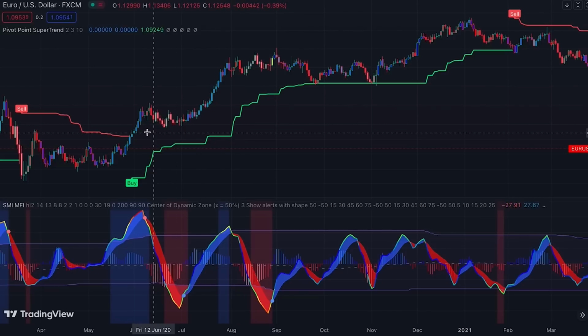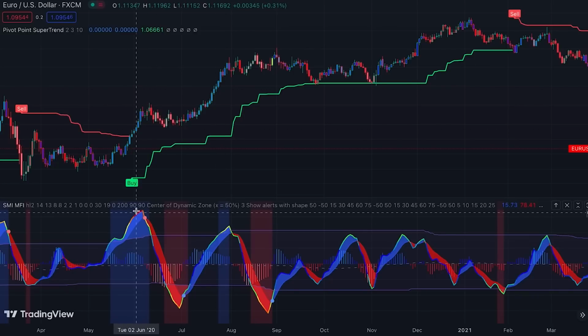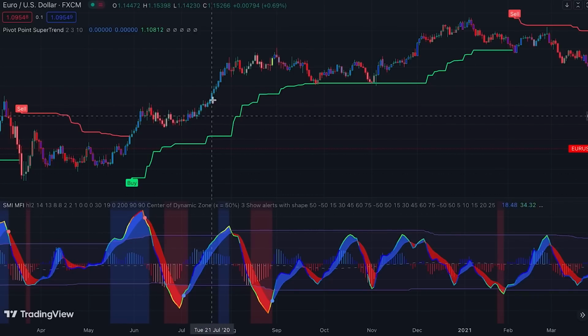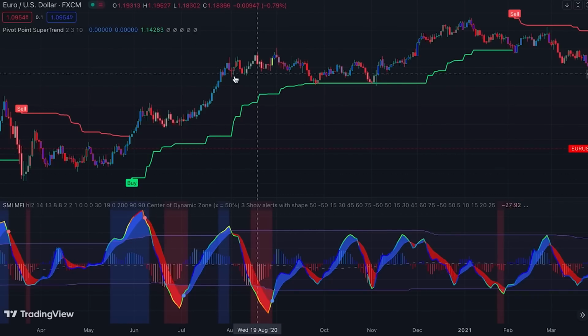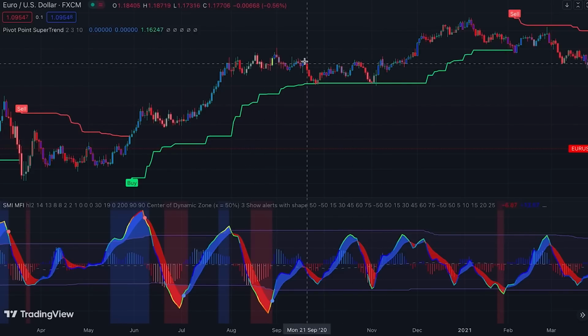For example, here you can see that the price made higher high, but at the same time our indicator made lower high. This shows that the upside momentum is weakening and the downside momentum is gaining strength. You can clearly see that after this divergence, the market went to a trading range. The market is completely flat here, as you can see.